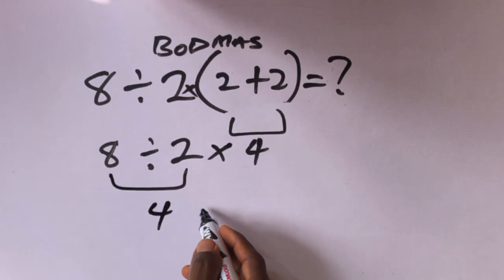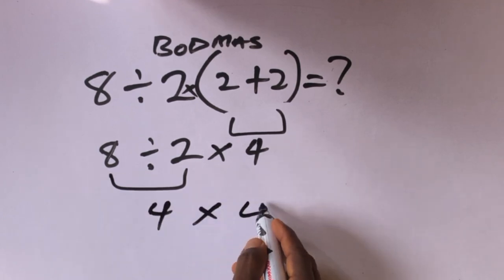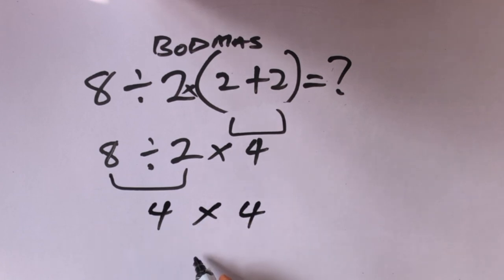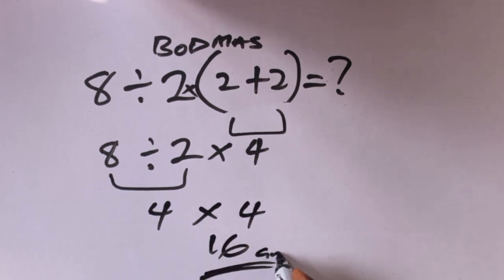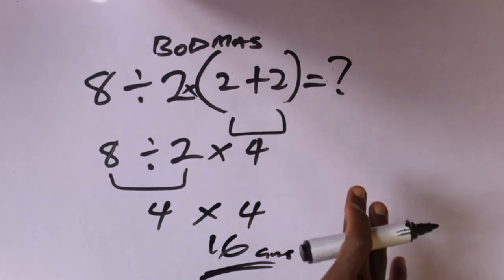4. 4 times 4 will give us what? 16. So our final answer is what? 16.